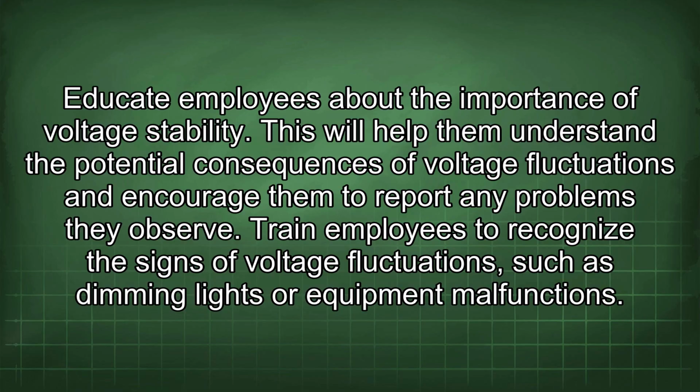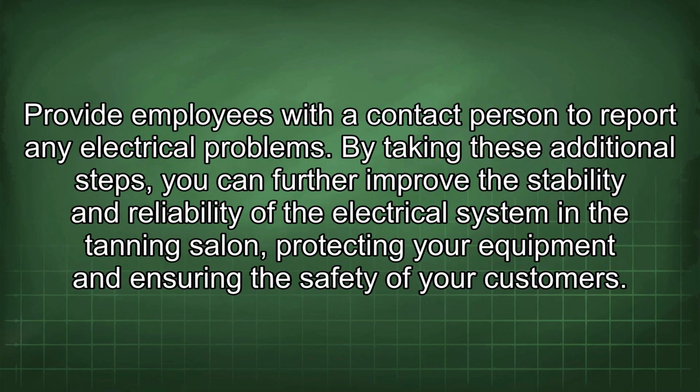Educate employees about the importance of voltage stability. This will help them understand the potential consequences of voltage fluctuations and encourage them to report any problems they observe. Train employees to recognize the signs of voltage fluctuations, such as dimming lights or equipment malfunctions. Provide employees with a contact person to report any electrical problems. By taking these additional steps, you can further improve the stability and reliability of the electrical system in the tanning salon, protecting your equipment and ensuring the safety of your customers.